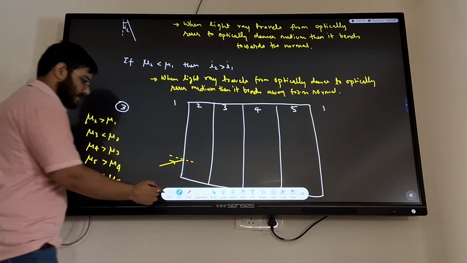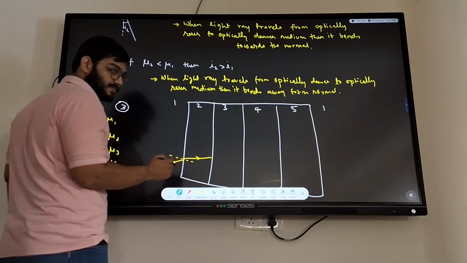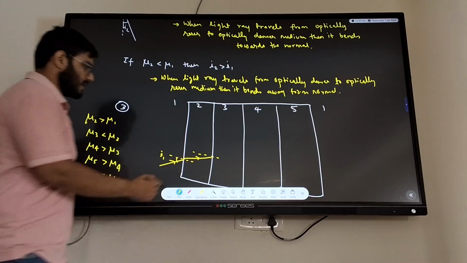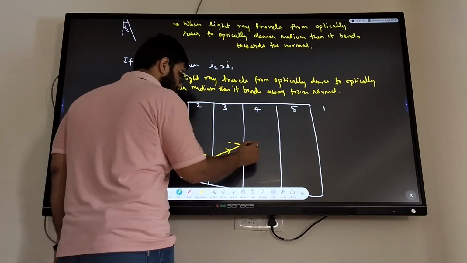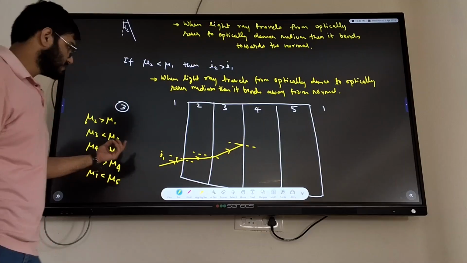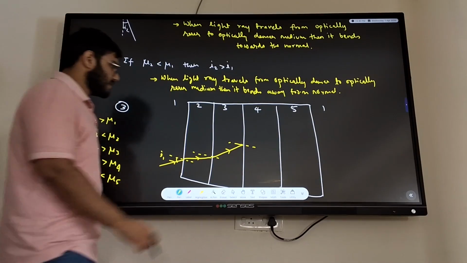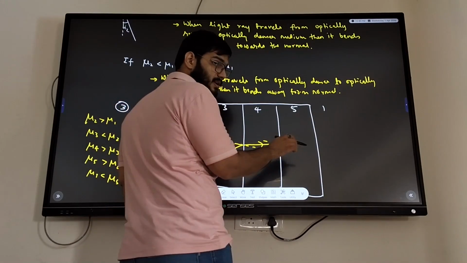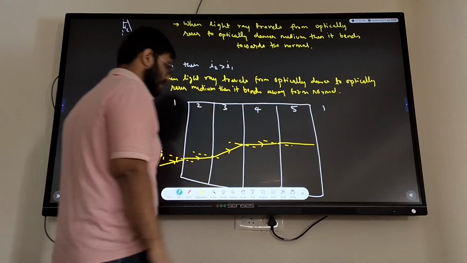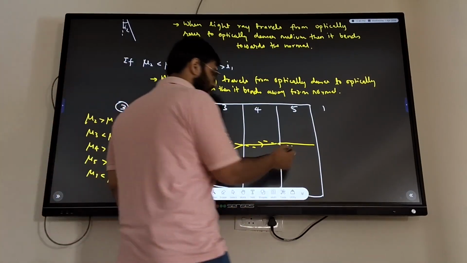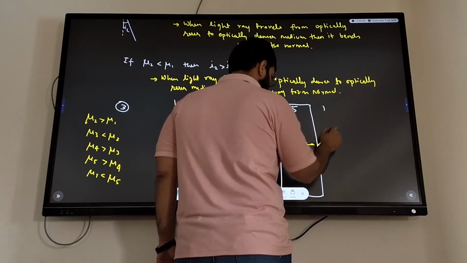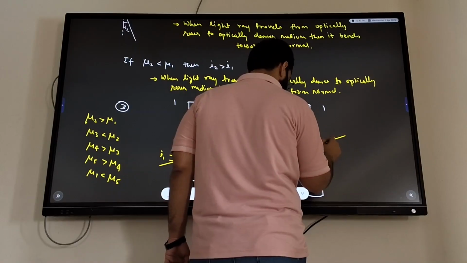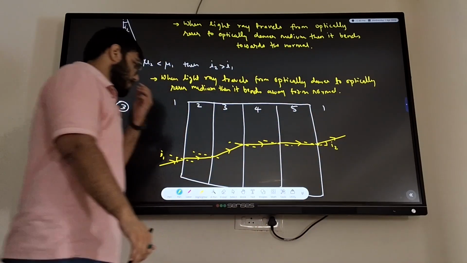Towards the normal. Goes like this? Away from the normal. Let's say this angle is I1. So now what will happen? Away from the normal. Then what happens? Towards the normal. Again towards the normal. Sorry, towards the normal. What about now? Away. Let's say it comes out with an angle I2.